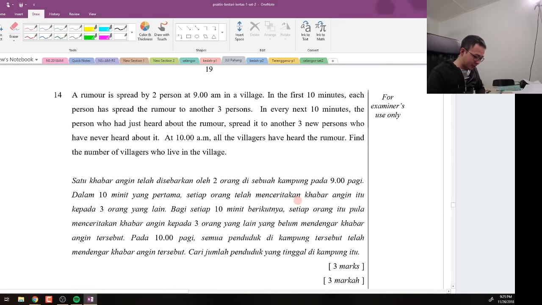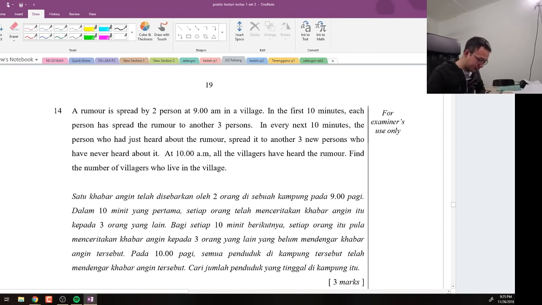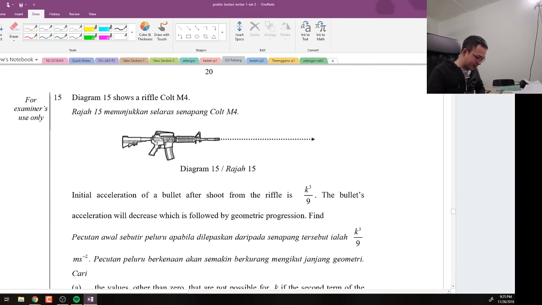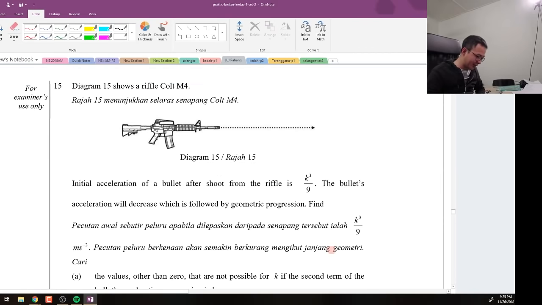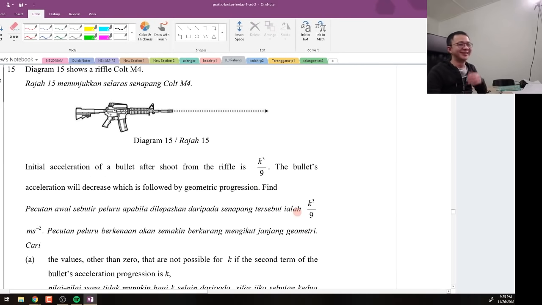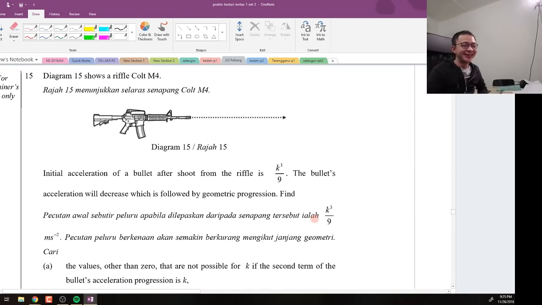Alright, so the progression question I'm not going to do. Okay, this question, I would say the first time I read it, I didn't even know what this question was. But of course, I can roughly guess. Yeah, this is what happens. So let's go through these questions together also.